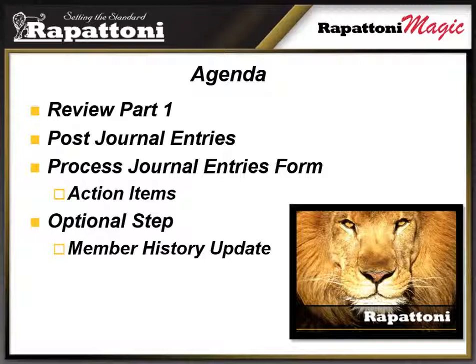In today's agenda, we're going to cover review part 1. That's right. A month ago, we did cover the beginning parts and the reporting of the month-end process. We're also going to talk about posting the journal entries, locking down those transactions so no one can make any changes to those, so you can get those nice and ready and into your accounting software, as well as we process those journal entries where we have a number of action items for you to really analyze, export, and so forth. And lastly, we do have an optional step for the month-end process. We definitely recommend you do this, and we definitely recommend you do it right after you've done the month-end process, and we'll talk about that member history update.